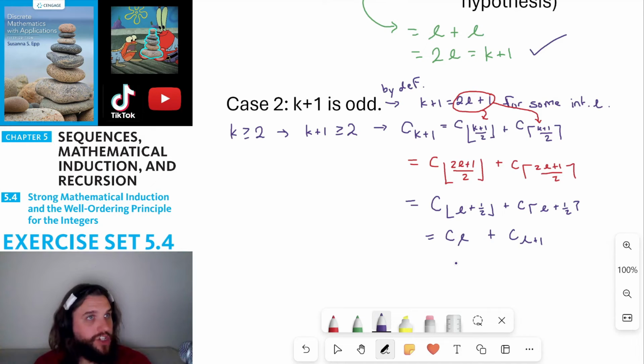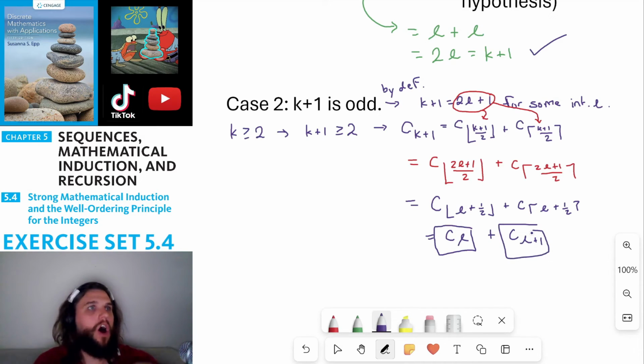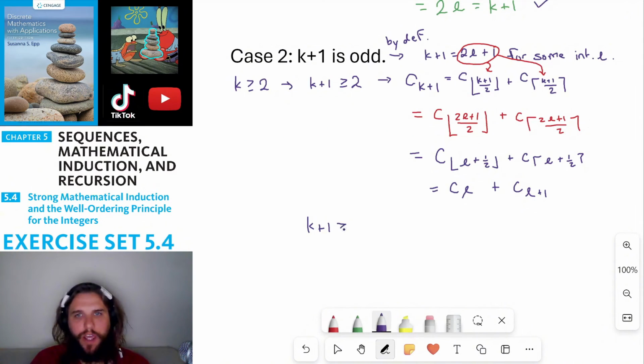Now this is where we justify why we did 2 base cases. Notice here, in this case, we need to prove that C sub L and C sub L plus 1 both satisfy the inequality that needs to be satisfied in order to apply the inductive hypothesis here. Now, since K plus 1 is greater than or equal to 3, this means that L has to be greater than or equal to 1. But this also means that L plus 1 is also greater than or equal to 1.